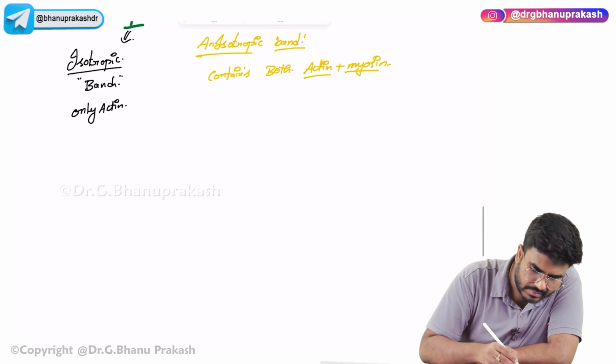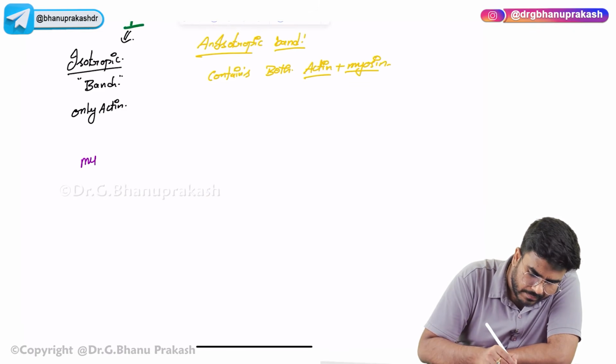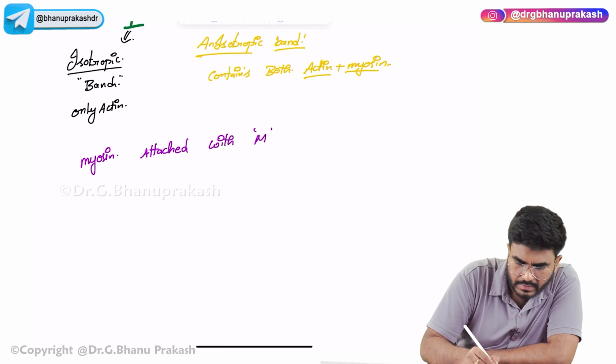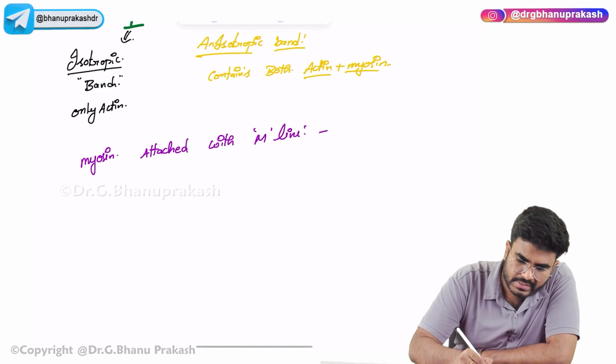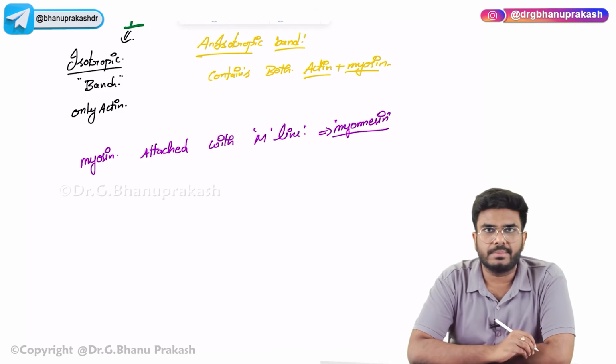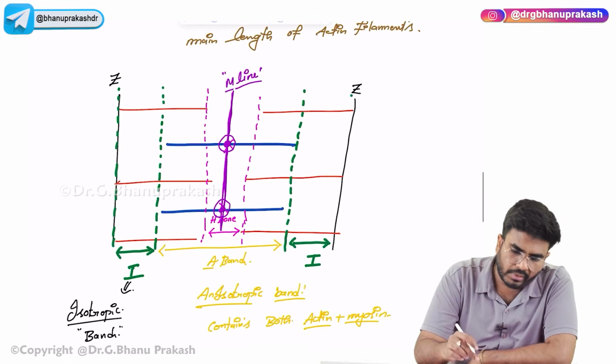So what is the MCQ? Myosin is attached with the M line. What is the name of this M line protein? Myomesin. Okay, myomesin.